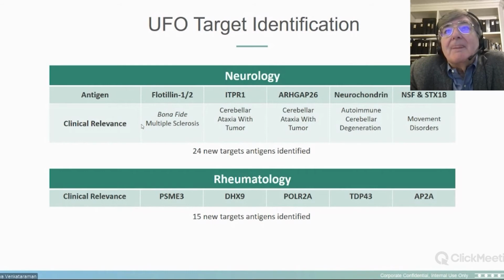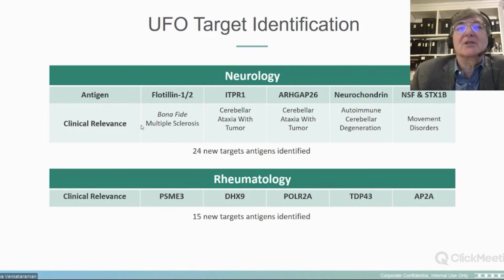And so this project not only provides new potential targets, but also provides insights into how the immune system works, how cells work in the neurology sphere, how the central nervous system works, by looking at these, if you will, experiments in nature. Next slide.